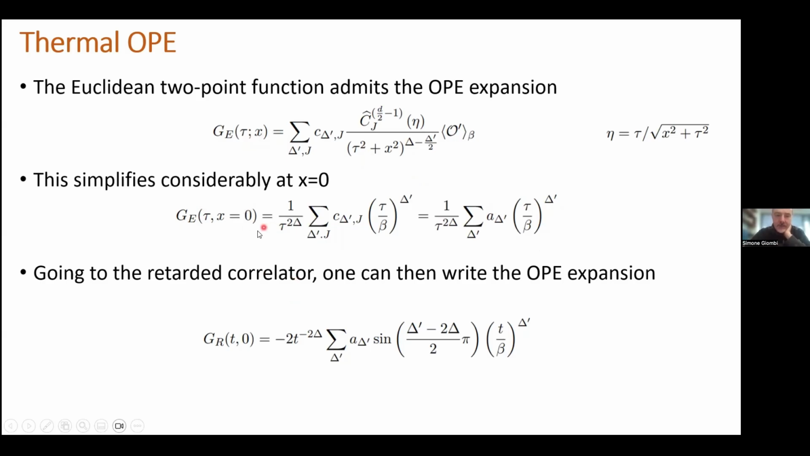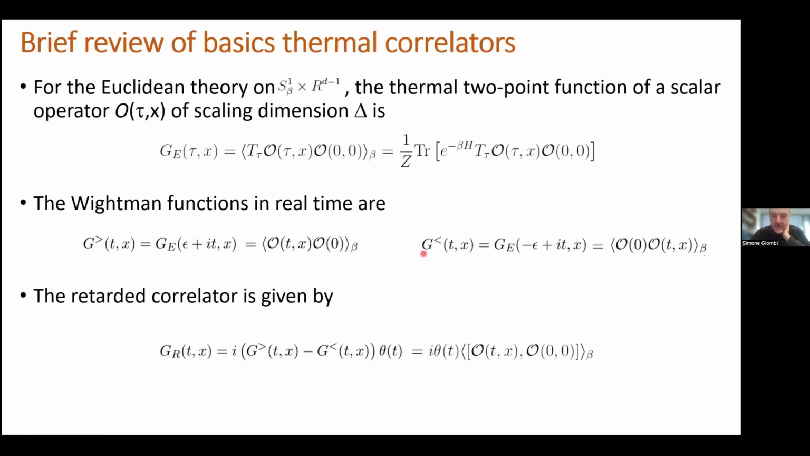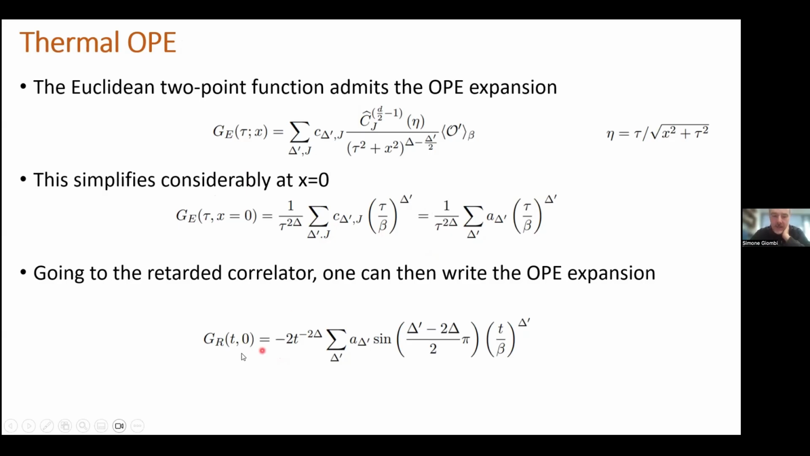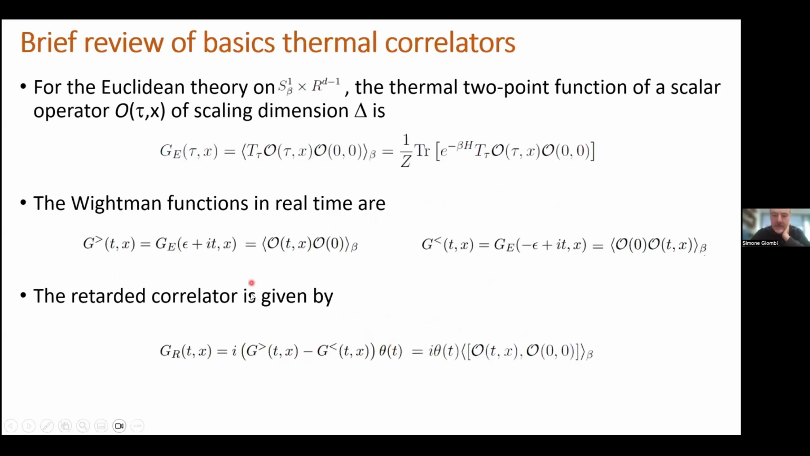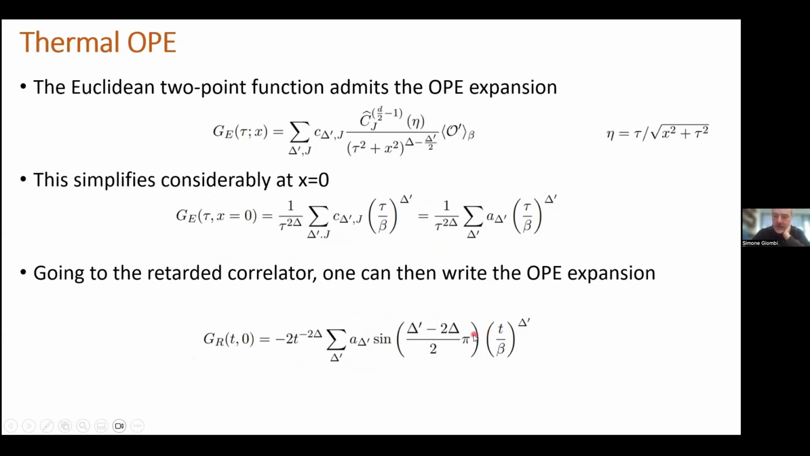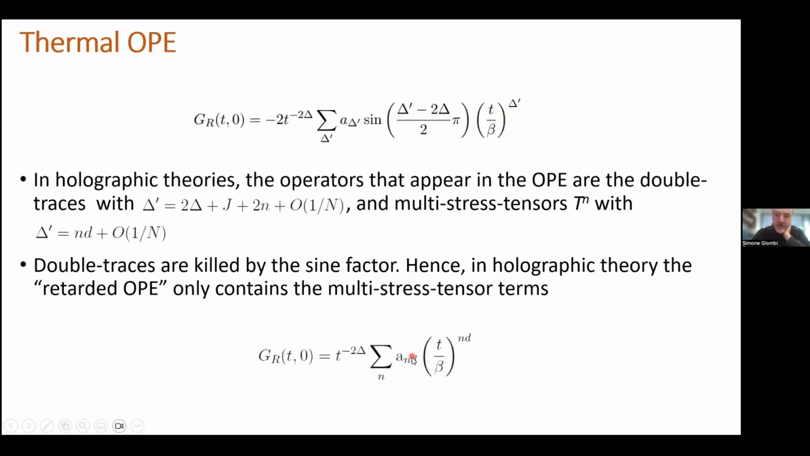Now, an important point is that if we start from this OPE for the Euclidean Green's function and continue to the retarded correlator by going through this analytic continuation, this definition, and again set x equal to 0, then this OPE expansion of the Euclidean correlator leads to this OPE expansion of the retarded correlator, which we may call a retarded OPE. And the important point is that there's this sign factor that basically comes by evaluating this difference doing these analytic continuations. Okay, and this sign factor is important.